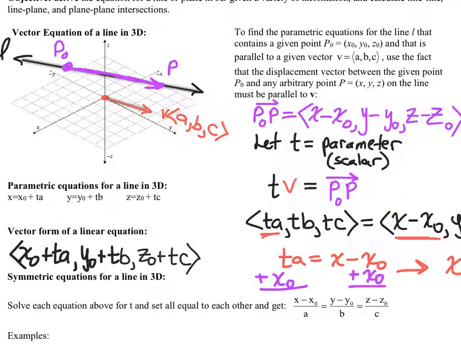Plus C sub O? Or no, just the three together. Yeah, just the three together, yeah. No, that's cool.